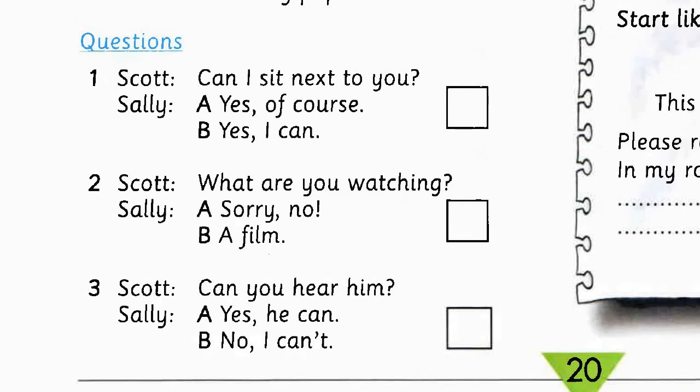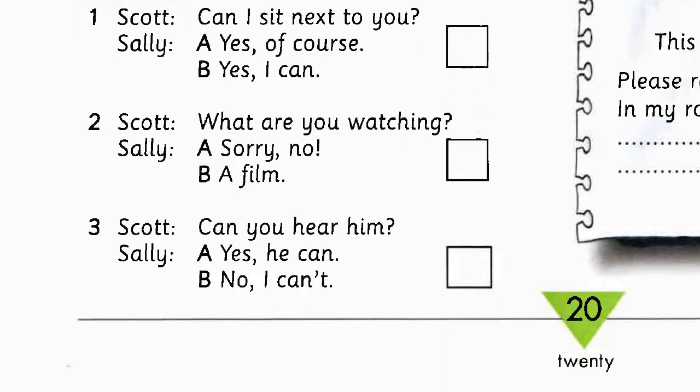Now go back to number 1. We want to find a solution for each one. Number 1, can I sit next to you? What is the correct answer? Yes, of course, or yes, I can. Which one is the correct answer? Well done. Can I sit next to you? Yes, of course. So right here, A.